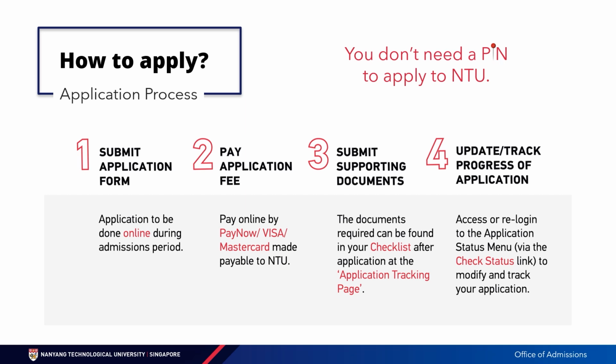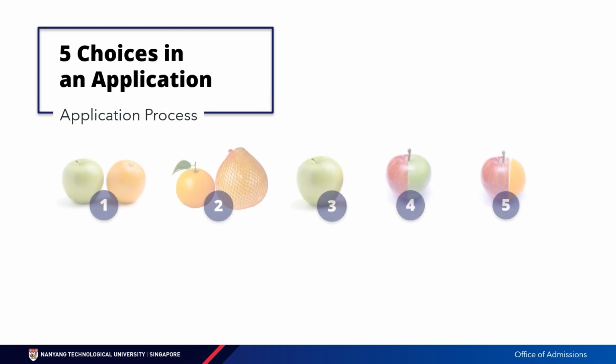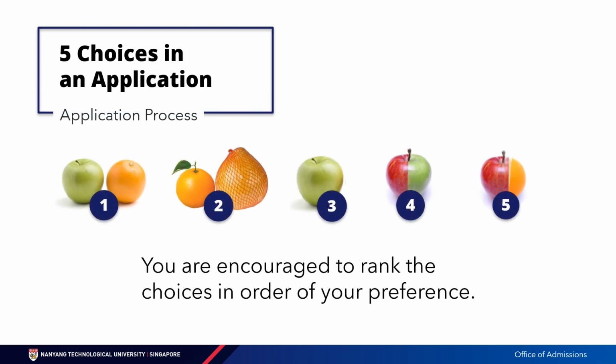Shortlisted applicants who are unable to participate in any admissions test or interview should contact the schools directly for alternative arrangements. An applicant has up to 5 choices in an admission application. You are encouraged to rank the choices in order of your preference. Selection will be based on your preference.